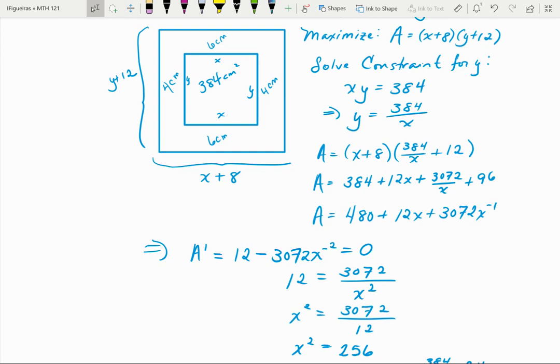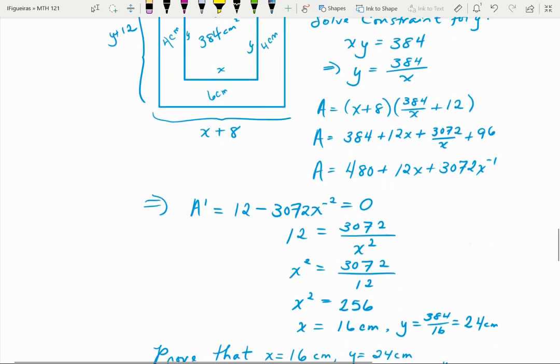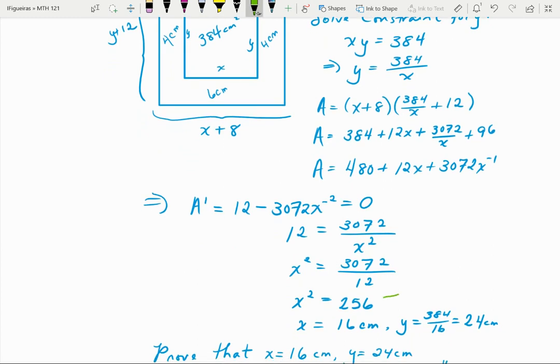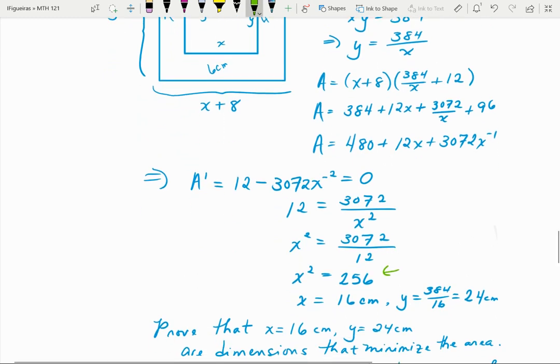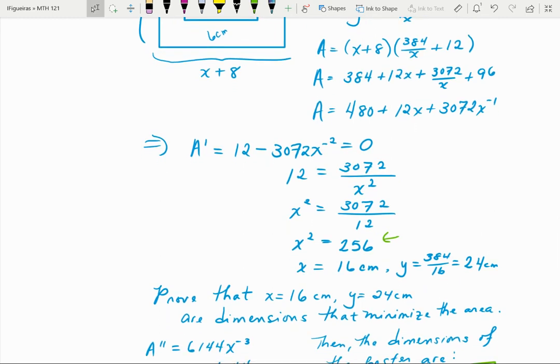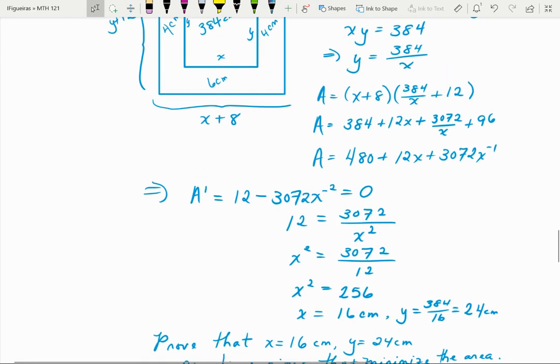We set that equal to 0. This again becomes a proportion. So you get 12 equals 3072 over x squared. Multiply both sides by x squared. 3072 divided by 12 works out to be 256. Take the square root, it's a perfect square. x is equal to 16. And if x is equal to 16, then remember y was defined to be 384 over x. So you do that here, and you get that it's equal to 24.